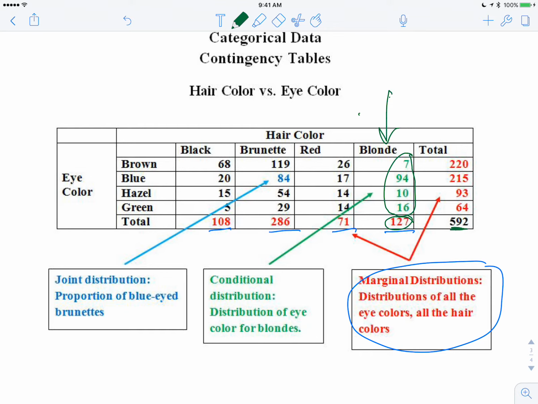A joint distribution is like the intersection of two things. For example, in blue here, brunette. Let's use appropriate color. I'm not going to use green, I'm going to use blue. Brunette and blue eyes. That's your joint distribution. You can do that out of the total here, 592. Very specific number because you're choosing two specific parts of the variable, hair color and then eye color. So those are your three types of distributions.